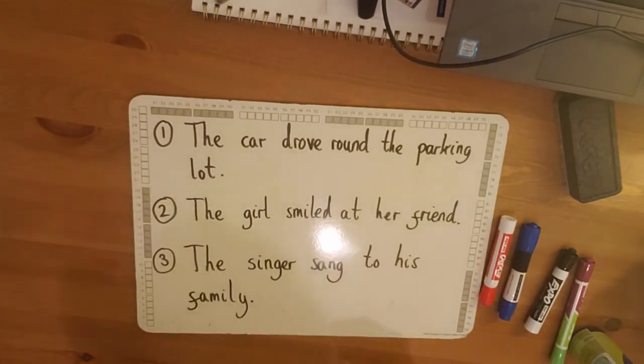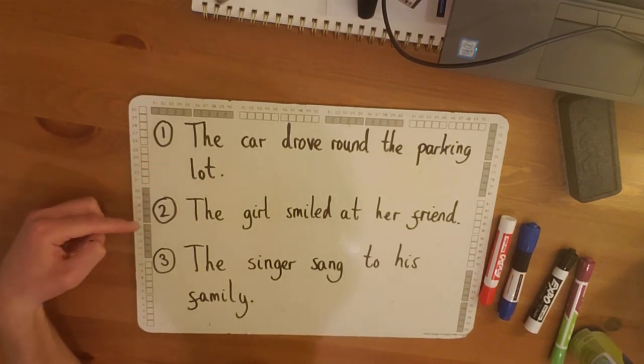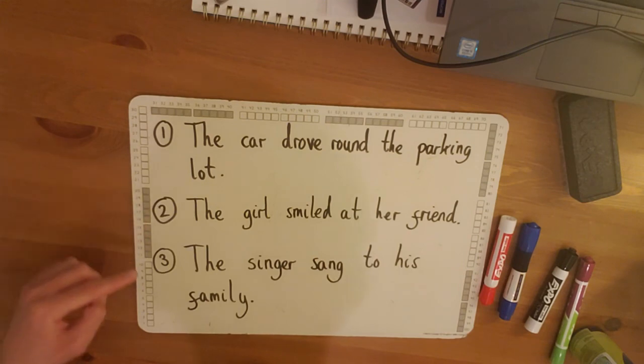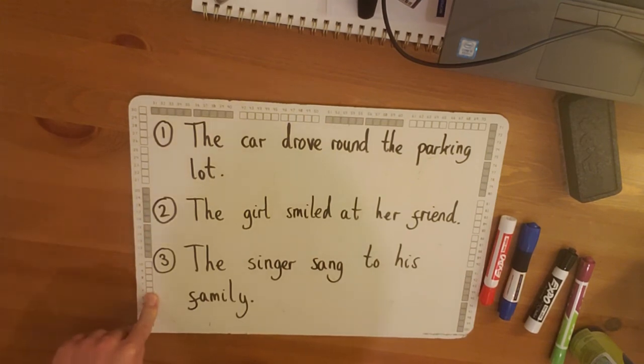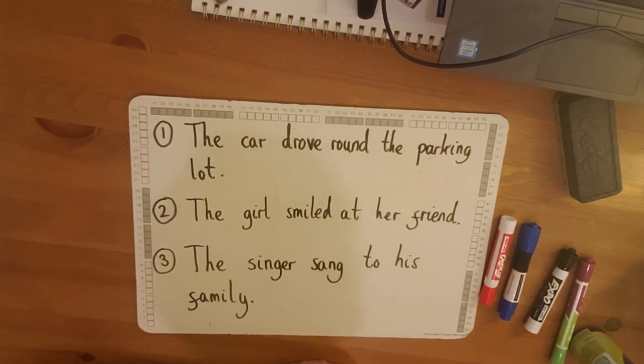So these are the 3 sentences I've given you. The car drove round the parking lot, the girl smiled at her friend, and the singer sang to his family. So have a go at any of those 3 sentences, or all 3, or just one of them, whatever works for you. See if you can develop them using those 4 techniques we just looked at.